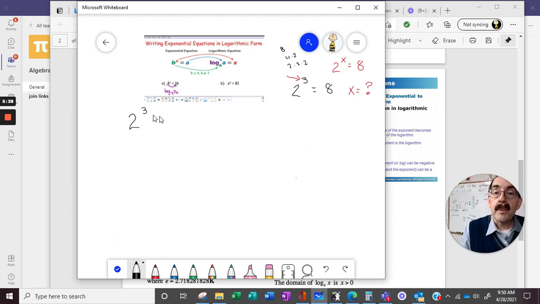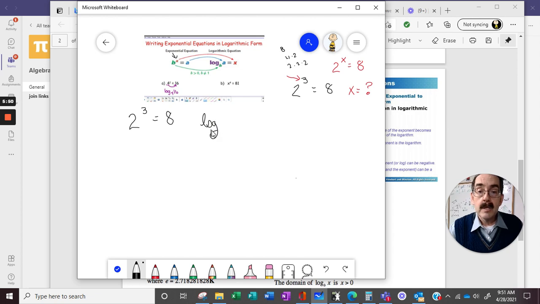2 to the 3 power is equal to 8. We rewrite this in terms of the exponent. And we do that by writing log base 2 of 8 equals 3. Whoa, what did you just do?